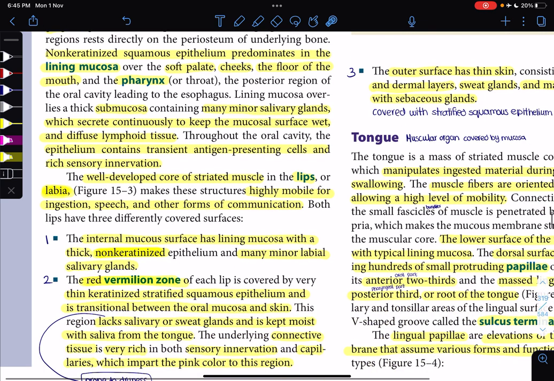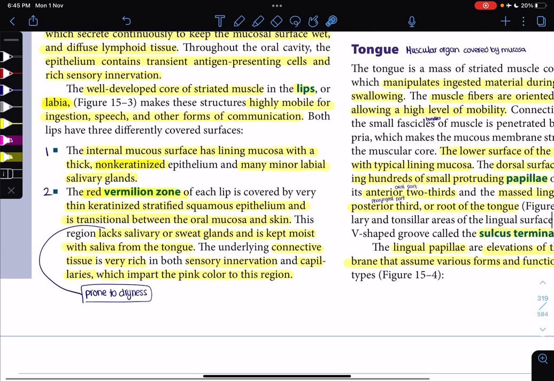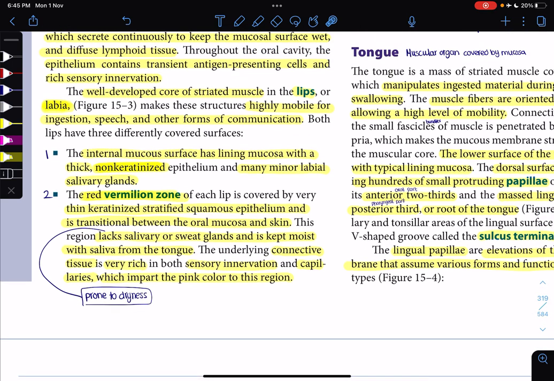Okay? So the well-developed core of striated muscle in the lips, or the labia, makes these structures highly mobile for ingestion, speech, and other forms of communication. So we have striated muscle present in the lips, which helps in mobility, ingestion, speech, and other forms of communication. And both lips have three differently covered surfaces. So let's talk about the surfaces of the lips.